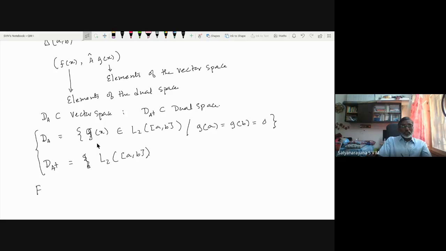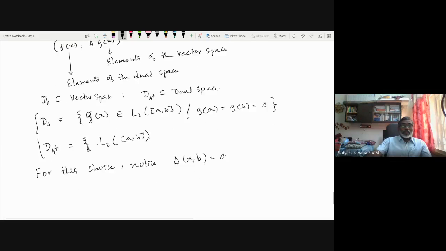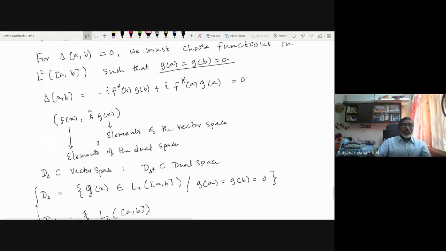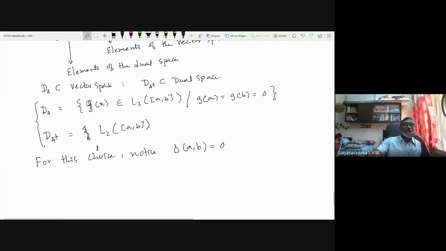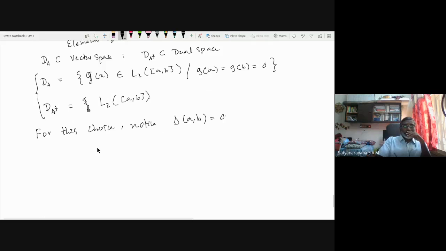now for this choice, notice that delta of (a, b) is equal to 0. Delta (a, b) is equal to 0 because it is sufficient. If g is 0, it is sufficient for me. g of a is 0, g of b is 0. That is enough. f of a and f of b need not be 0. So delta (a, b) is equal to 0. So this tells you that your D(A) and D(A dagger) are not the same.